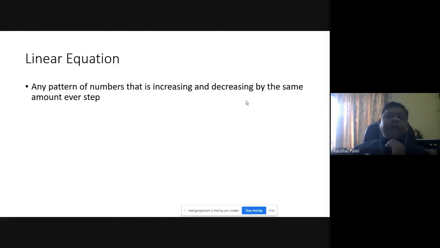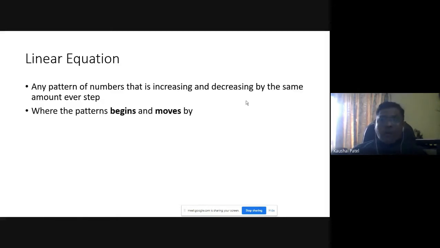Now we can go with the linear equation, because function and equation are now clear. Any pattern of numbers that is increasing or decreasing by the same amount over each step, or is stable at different steps, we can say that it is linear.